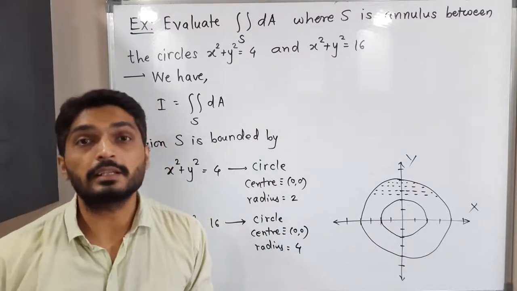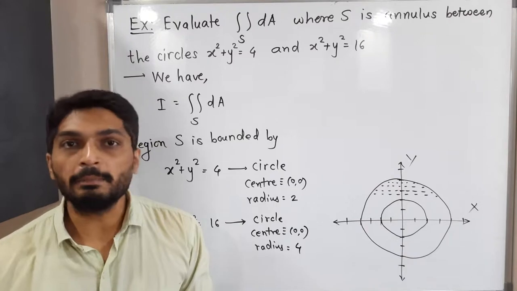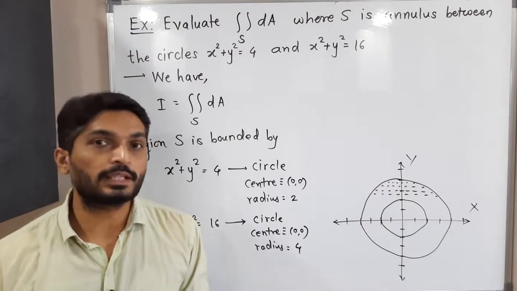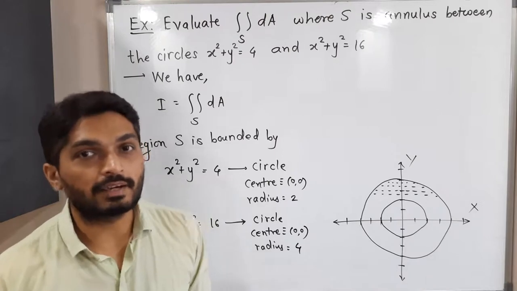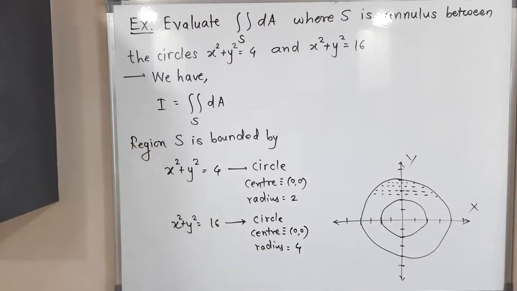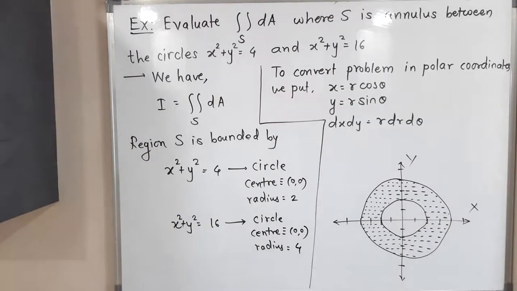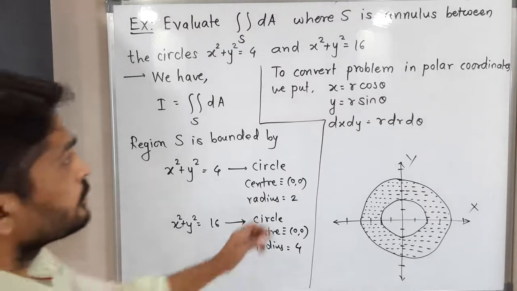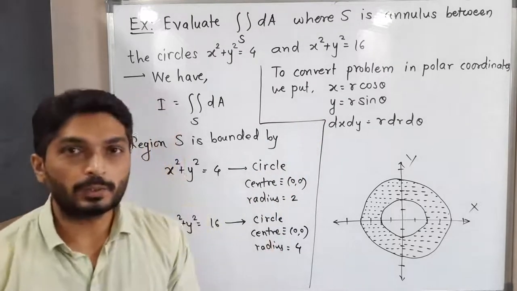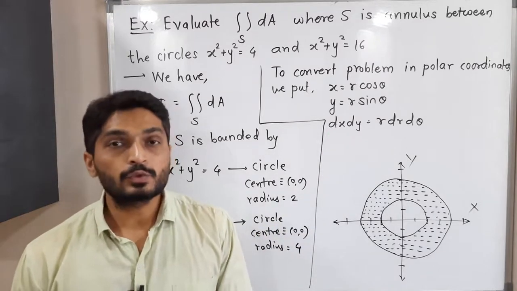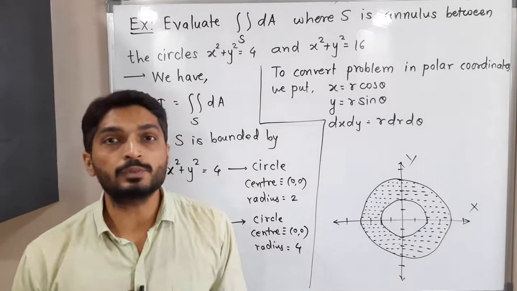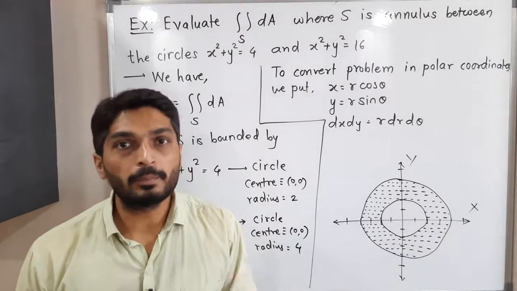When we have circles, we convert the problem into polar coordinates, by putting x is equal to r cos theta, y is equal to r sin theta, and dx dy is equal to r dr d theta. I have written that here. After that, whatever equations we have, we will convert into polar form.